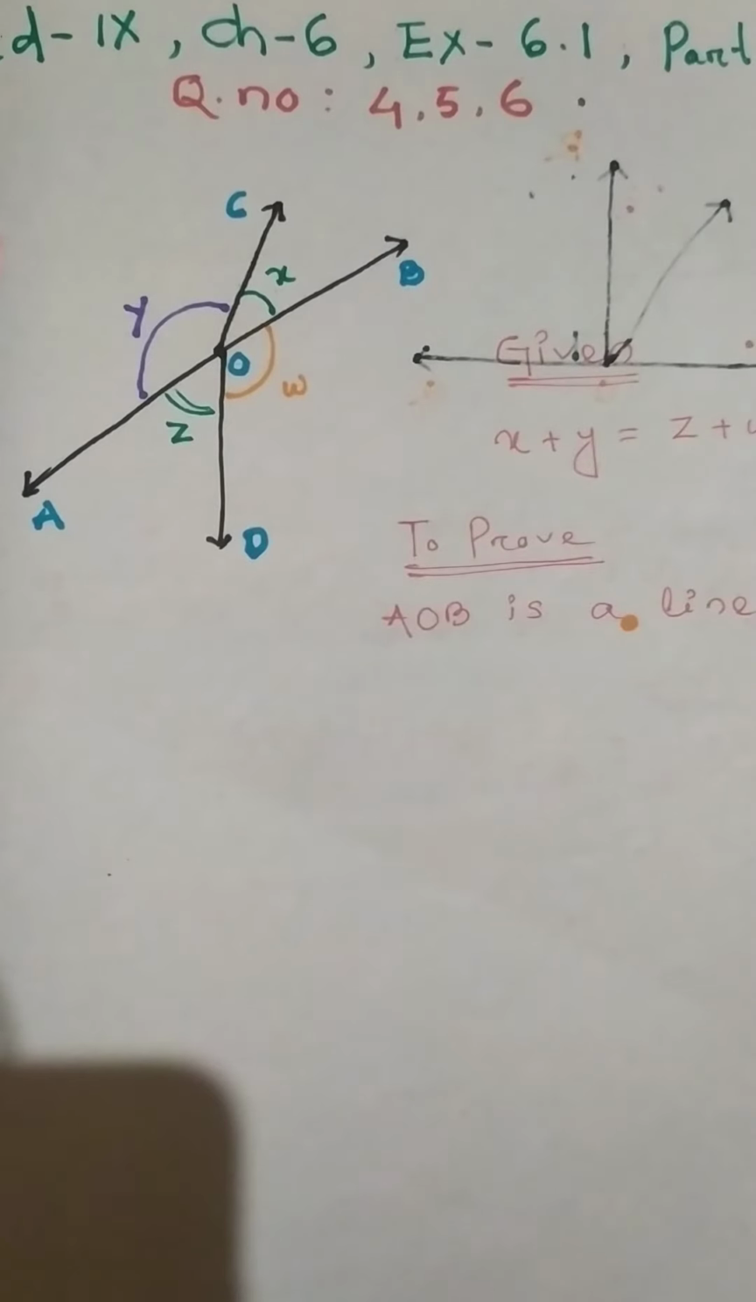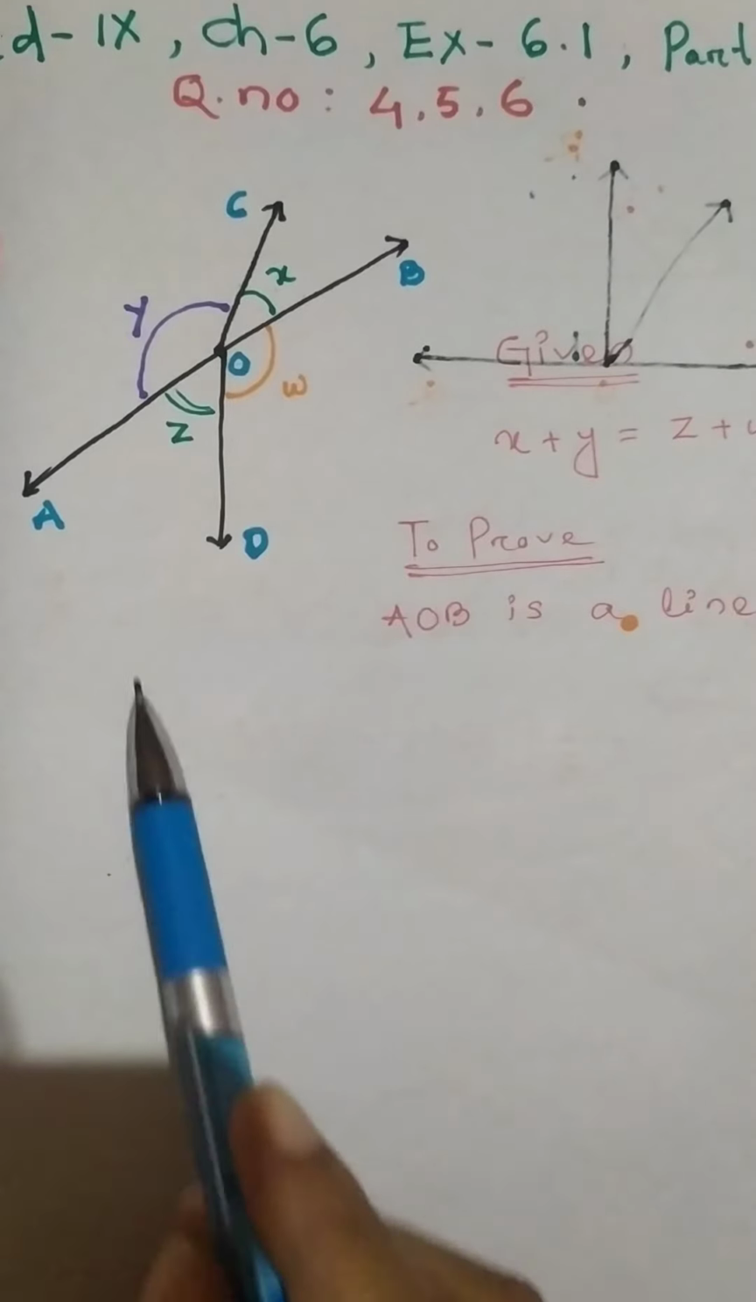Hello dear students, today we are going to solve the remaining part of exercise 6.1. In our previous video we have solved question number 1, 2, 3 and in today's video we are going to solve question number 4, 5, 6 for standard 9 mathematics chapter 6 lines and angles exercise 6.1. So let's start from question number 4.